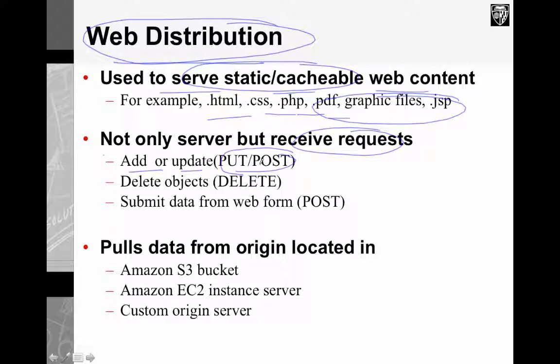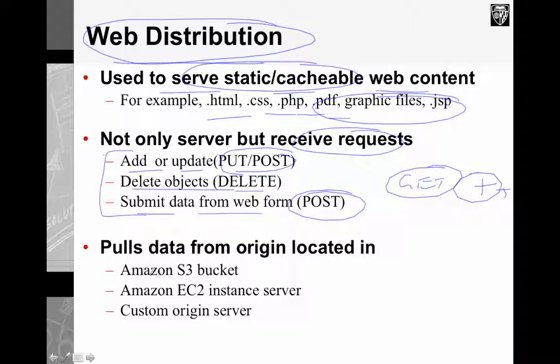These are HTTP methods. So when a person in Tokyo posts a form, it can go from client to the Edge site, and from Edge site, it can travel back to your site. You can also delete the objects. So as you can see, they support other than get. They support more than that. So it's get plus plus now. The web distribution can pull data from origin, located in Amazon S3 bucket, located in Amazon EC2 instance server, or a custom origin server.